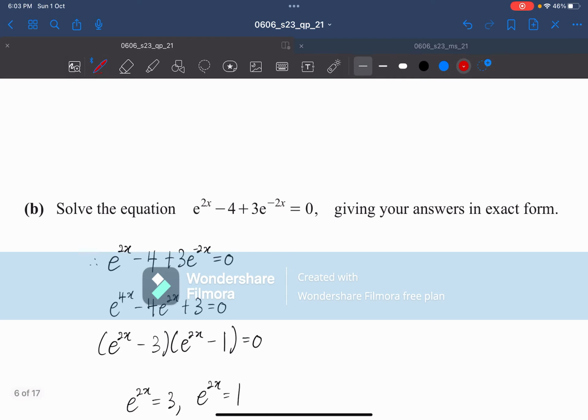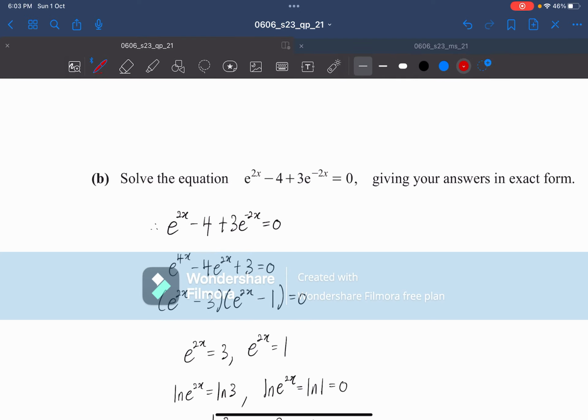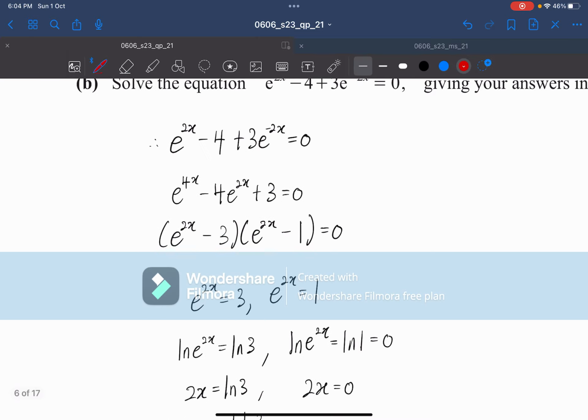So this is actually just a quadratic if you look closely. If you're not familiar with it, you could just let y equal e to the power of 2x. And then this would just be y squared minus 4y plus 3, but you don't really have to if you can spot it. So again, it's just a quadratic, solve the quadratic.